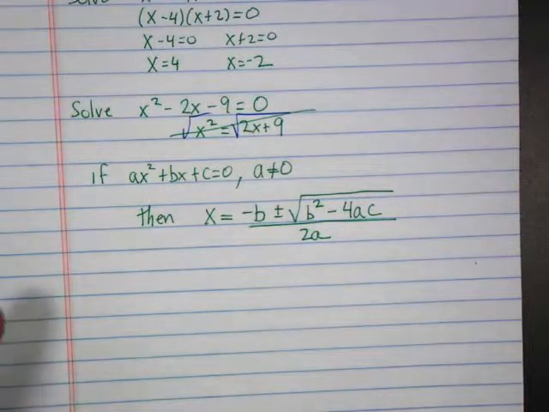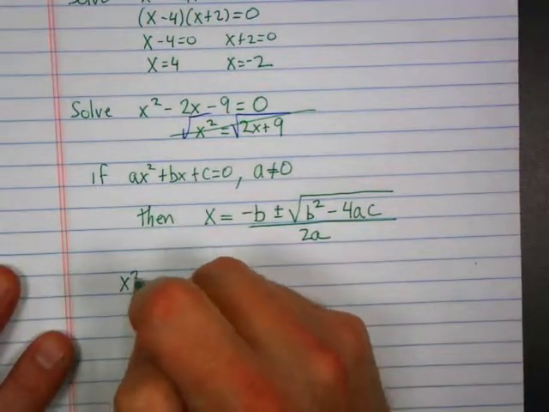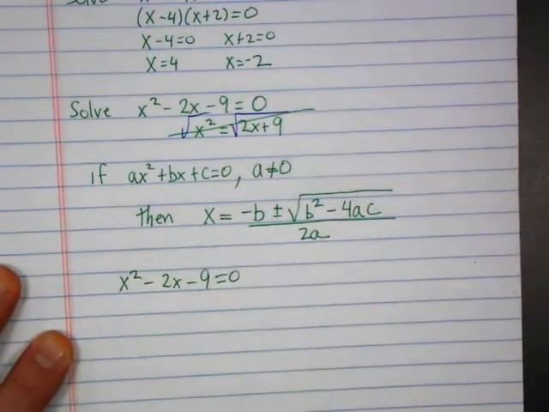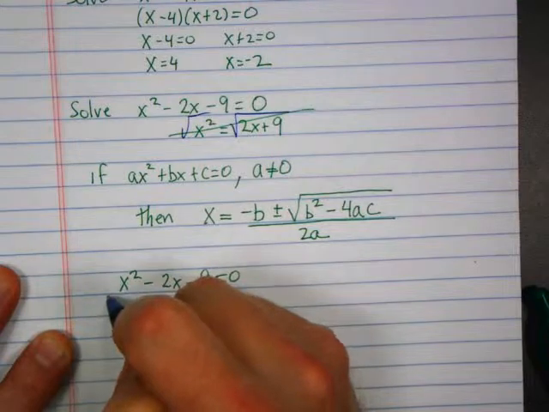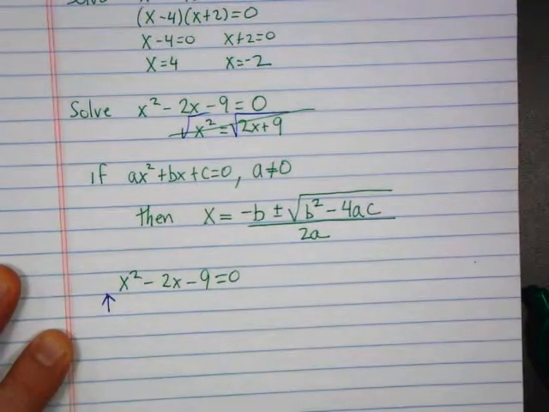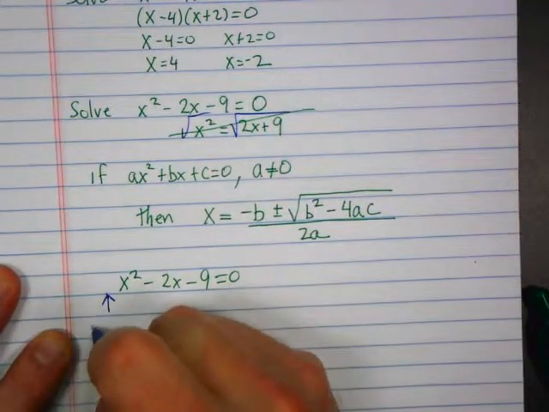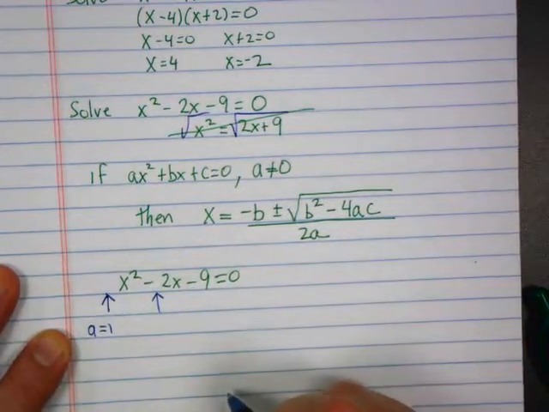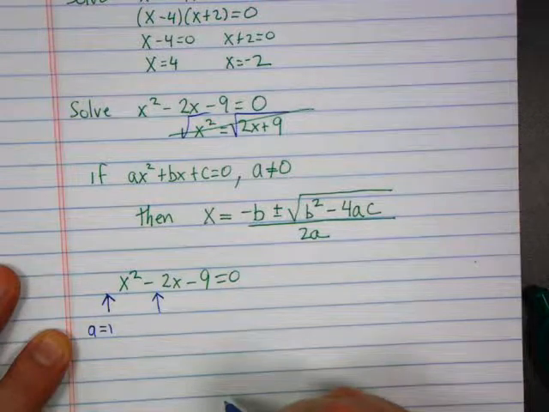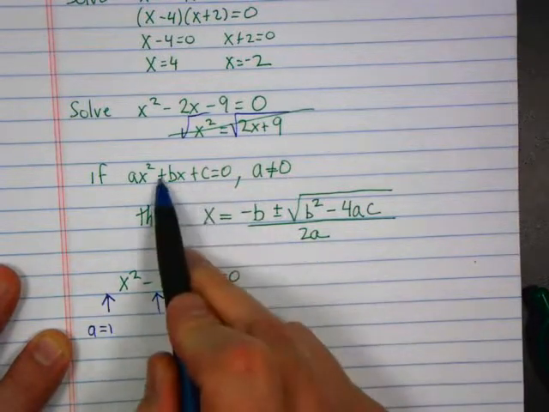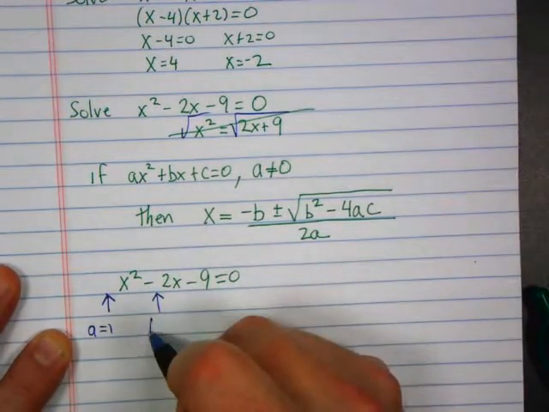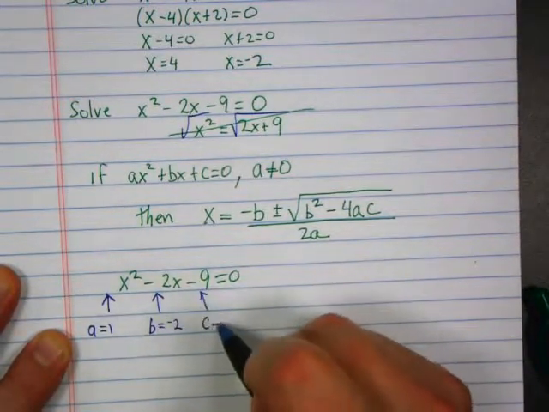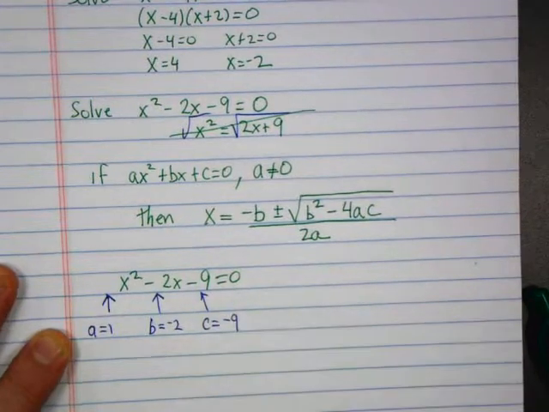Okay, so for this equation, x squared minus 2x minus 9 equals 0, what's the a number? 1. A is just a number. It can't have an x in it. Yeah, A is the number 1. What's the b number? Not 2. Negative 2. Because notice this has a plus up here. If this is a minus, this is going to be a minus. So b is the number negative 2. And c is negative 9.